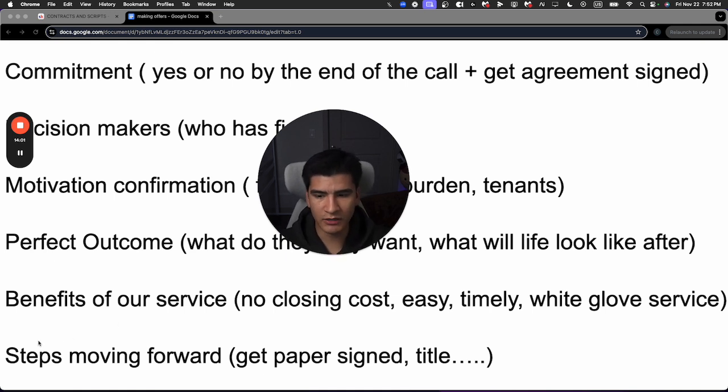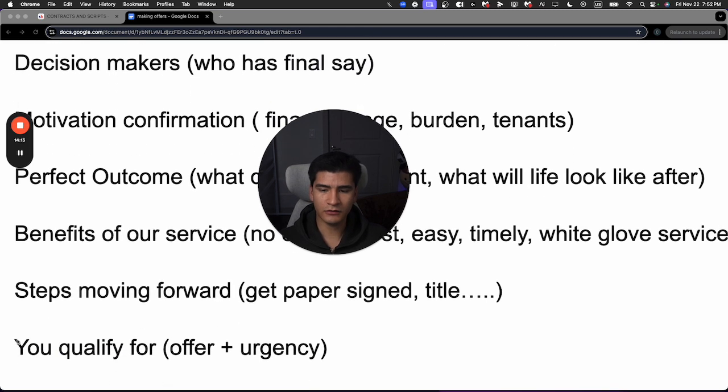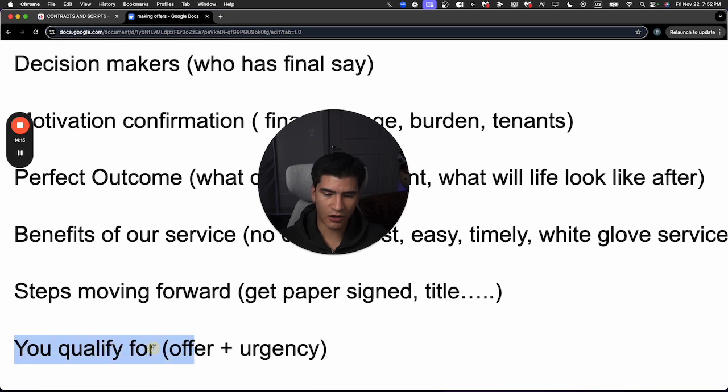We want them to be as knowledgeable as possible on this call while we're kind of educating them on the process, educating them on us as a service provider and letting them know, hey, you're in good hands, right? Then you qualify. You qualify for the offer and the urgency.